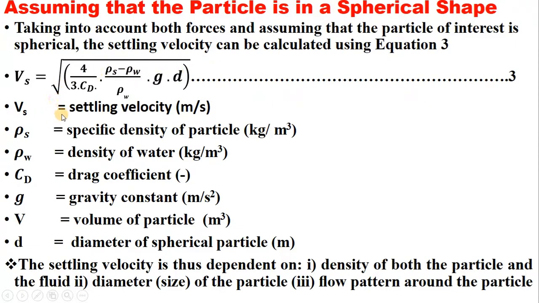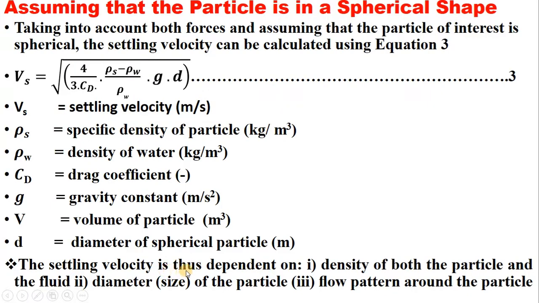where Vs is equal to the settling velocity, which is in meter per second. Rho S is the specific density of the particles, which is in kilogram per meter cube. Rho W is the density of water, which is in kilogram per meter cube. Cd is equal to the drag coefficient, which is unitless. G is the gravity constant, which is in meter per second square. V is equal to the volume of particles, which is in meter cube. D is the diameter of the spherical particles, which is in meters.